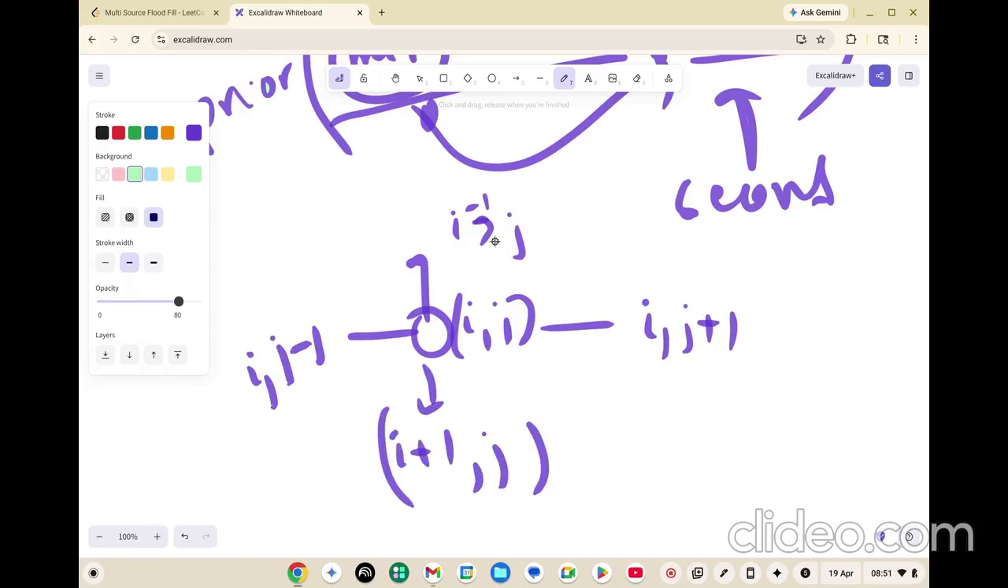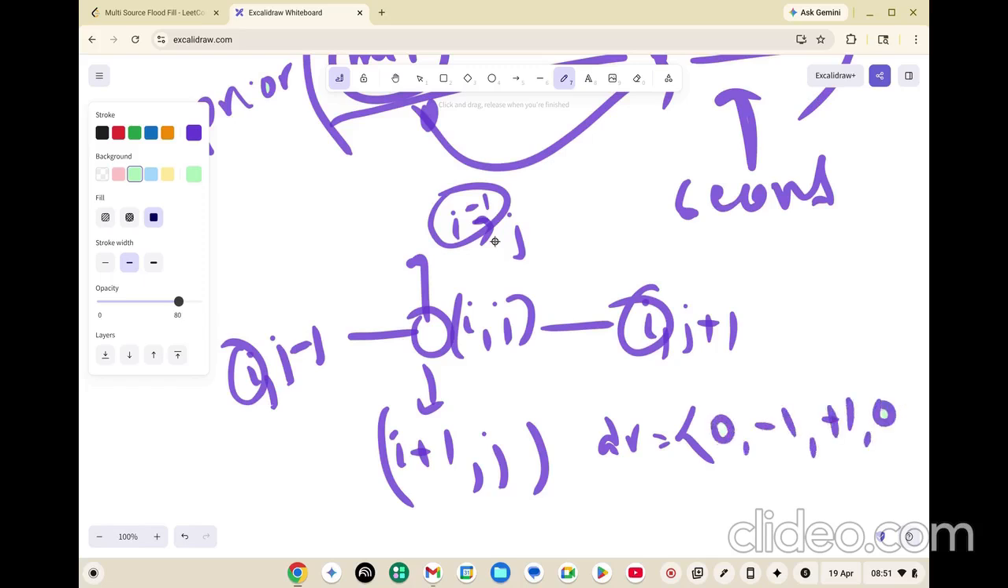So how does this dr change? If you look, how is the row changing? Row is 0, minus 1, 0, and plus 1, right? You can write in any order, right? You can write it as 0, minus 1, plus 1, and 0, right?